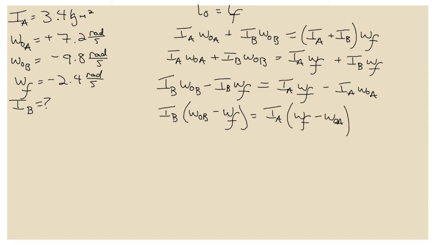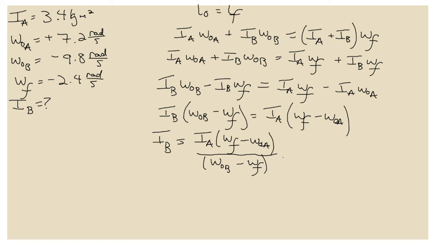And that might look kind of weird because the order is reversed, but you should not think it is that weird if your rotational inertia for B comes out as positive, because it's a scalar, so it should. So that means my final expression for IB is IA times omega final minus omega naught A, divided by omega naught B minus omega final. And now we're ready to plug in.